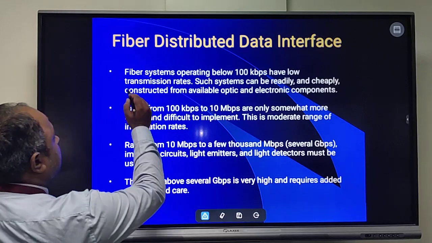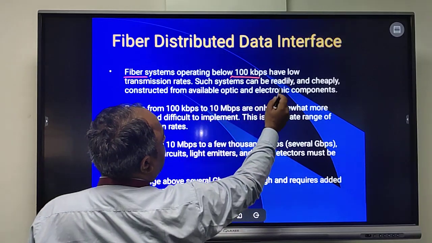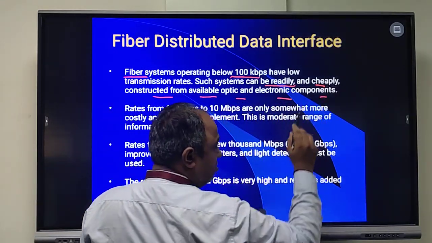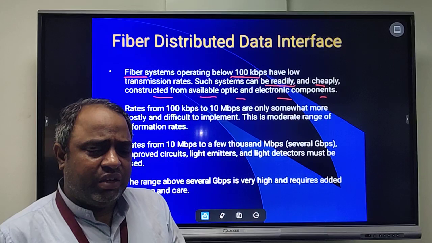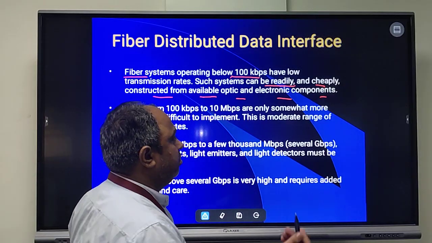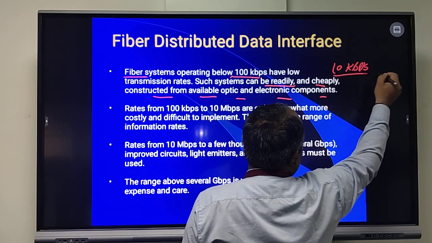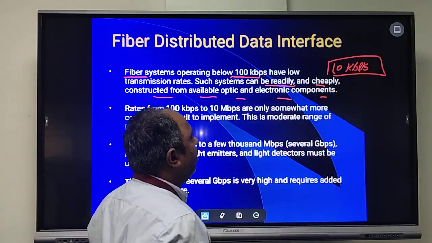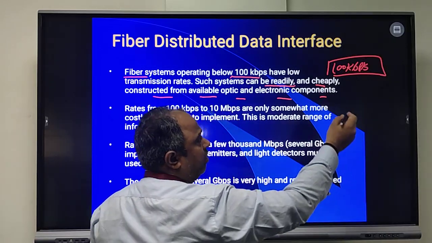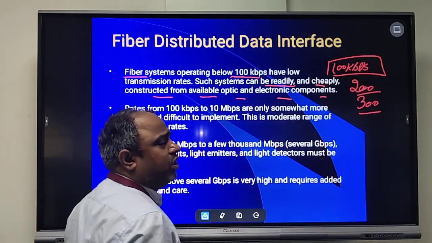Here, the fiber system operating below 100 kbps has low transmission rates. Such a system can be readily and cheaply constructed from available optical and electronic components. It means we just share a very low amount of data. If you are talking about data transmission, I'm using only 10 kbps data, and that depends only upon networks. 100 kbps, 200, 300: such kinds of data we can use for transmission purposes.